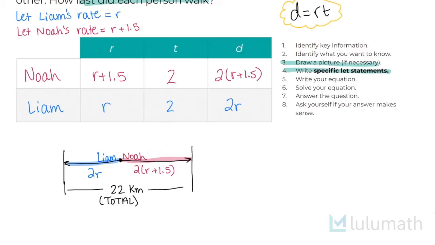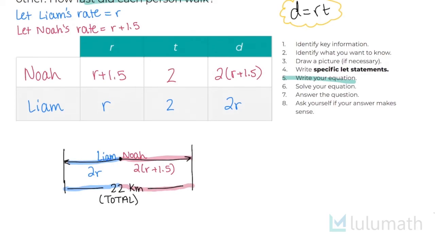So this picture is really going to help us to get to our next step where we want to write our equation. So to help us write our equation, we know that Liam's distance and Noah's distance combined together will equal 22 kilometers. And we know that Liam's distance is 2R. We're going to combine that with Noah's distance, which is this 2 times the quantity R plus 1.5. And we know that that's going to equal 22. So let's go ahead and solve this.